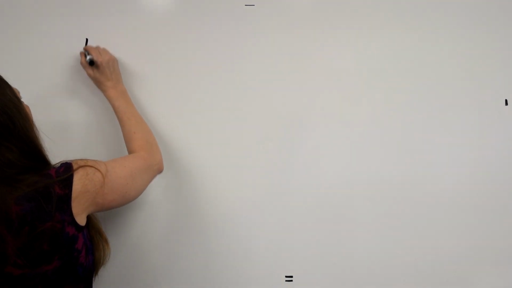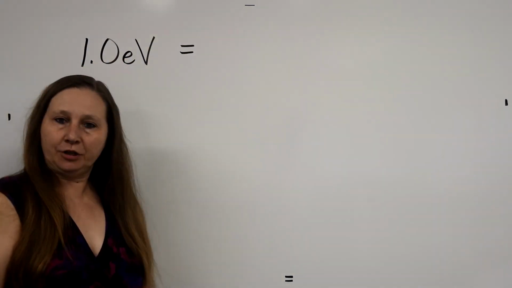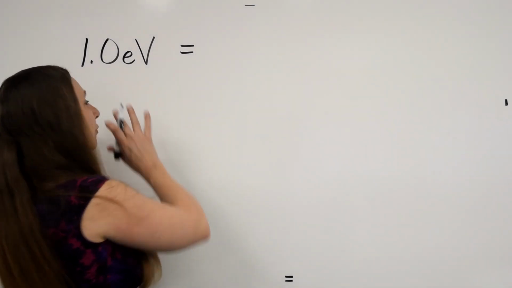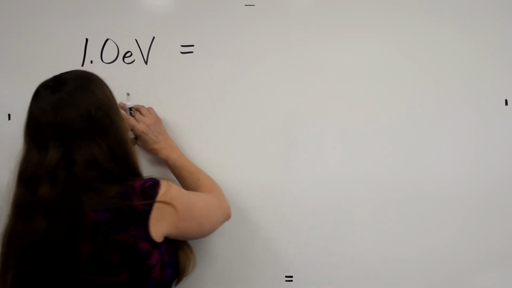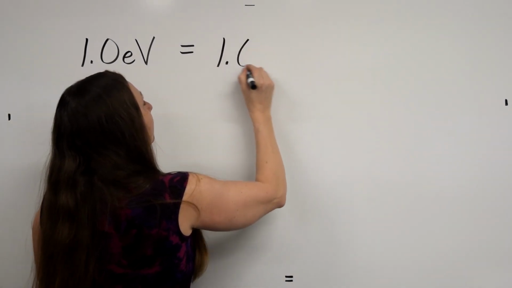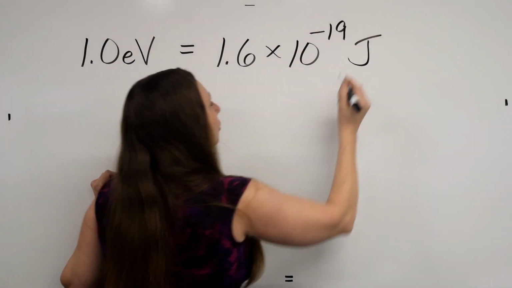Now remember, the electron volt, abbreviated eV, is a unit of energy, and a joule is also a unit of energy. The electron volt is much, much smaller than a joule. 1 electron volt is actually equal to 1.6 times 10 to the negative 19 joules.